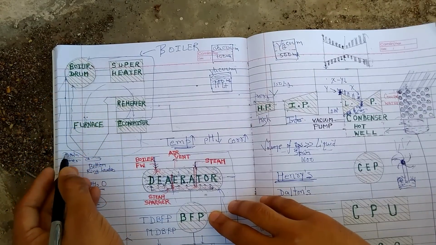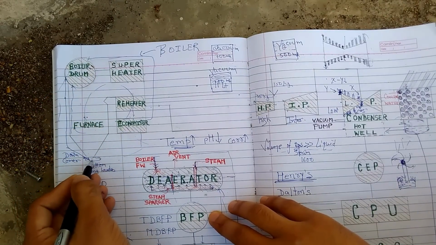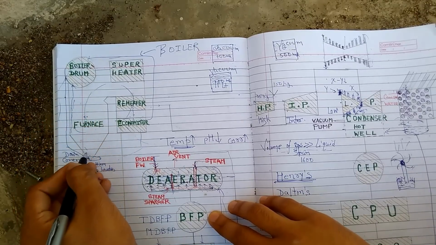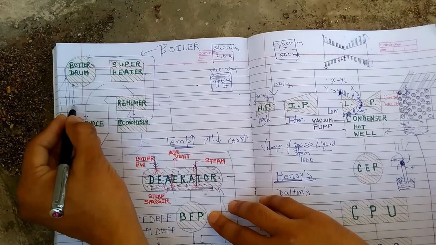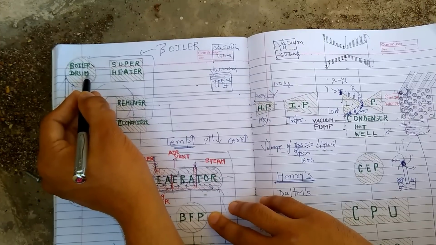After the boiler drum, my feed water goes through the downcomers to the bottom ring header, and then through the furnace. Inside the furnace there are water walls. Again it is heated in the furnace and goes again to the boiler drum.